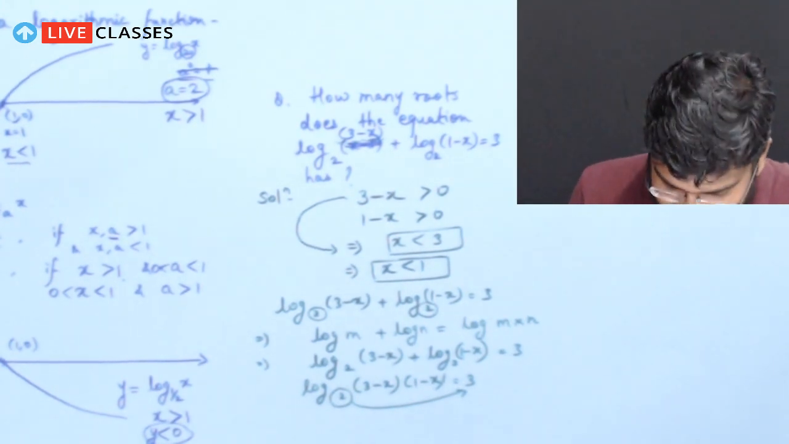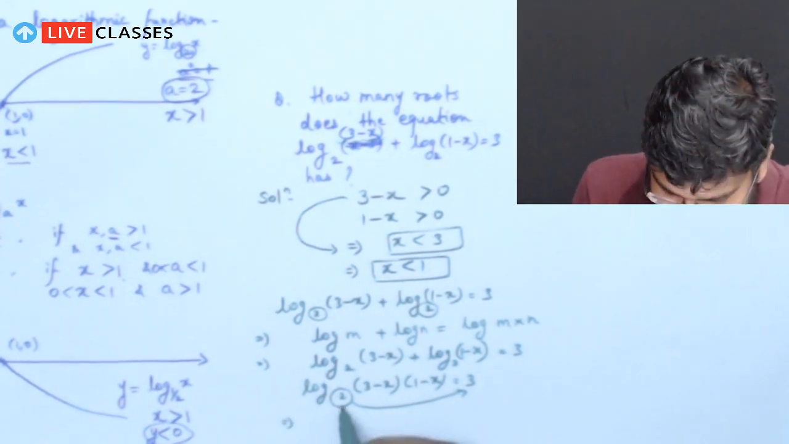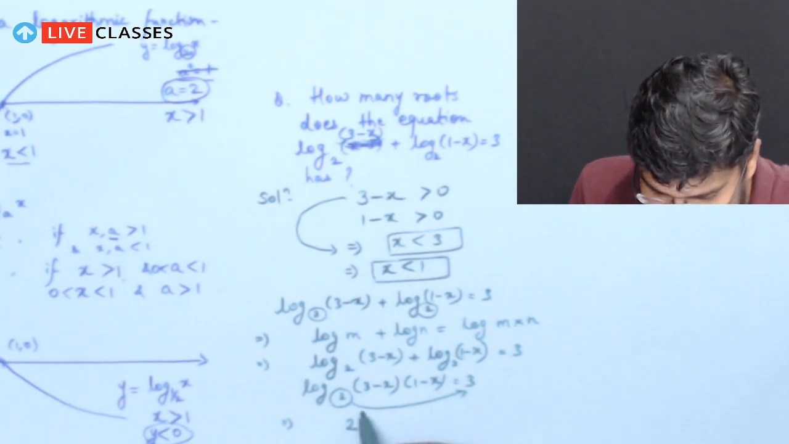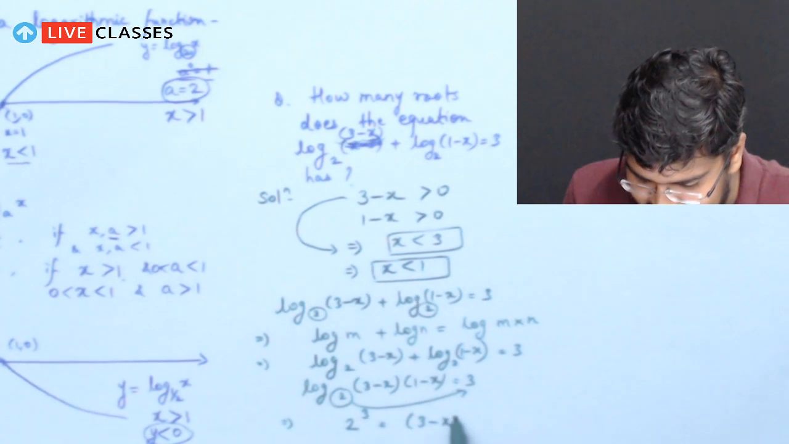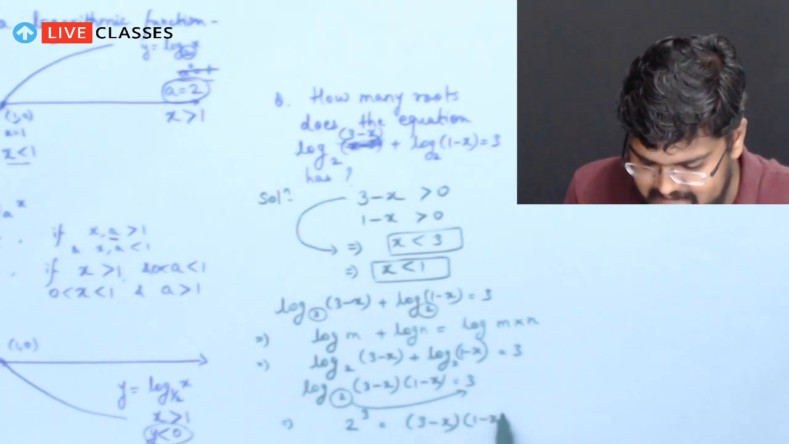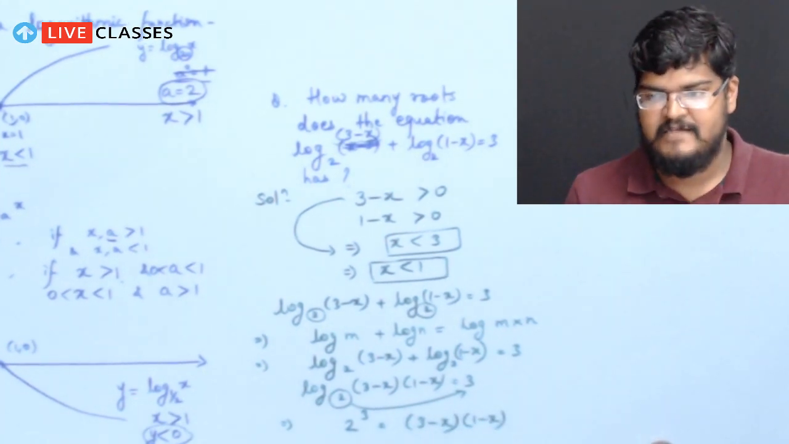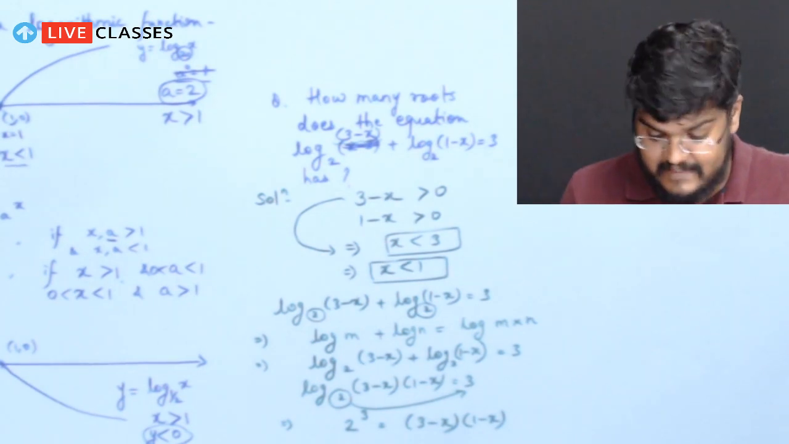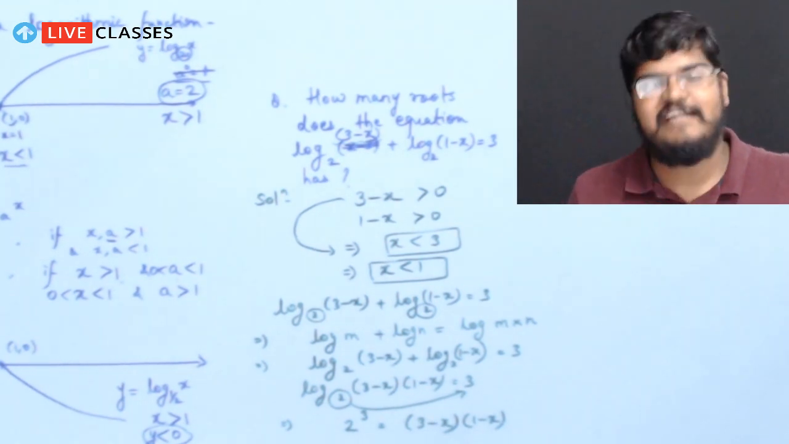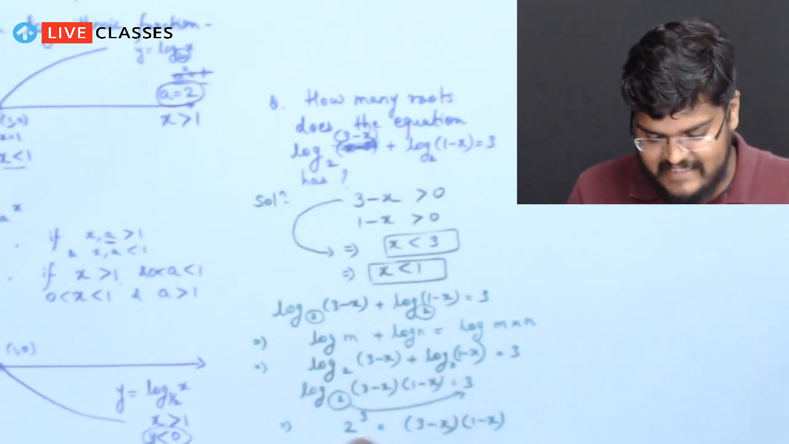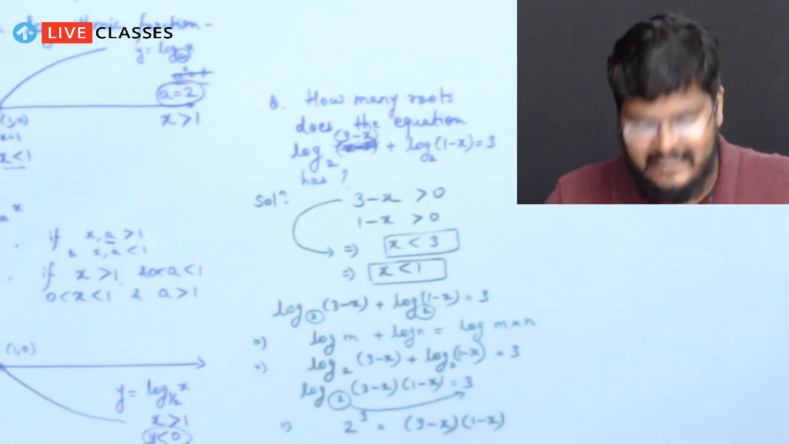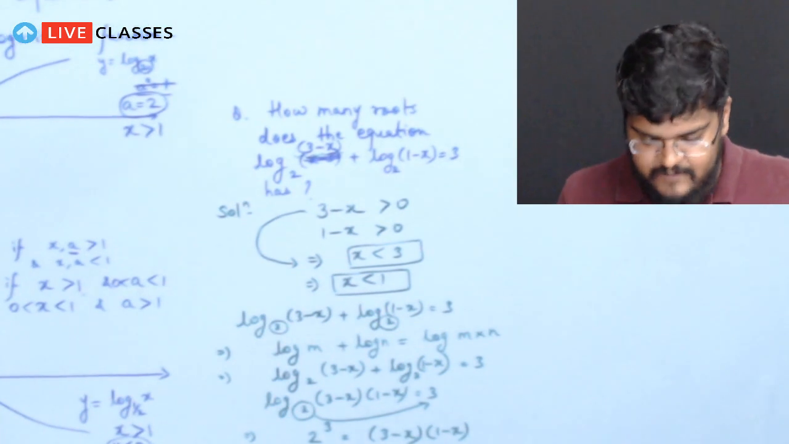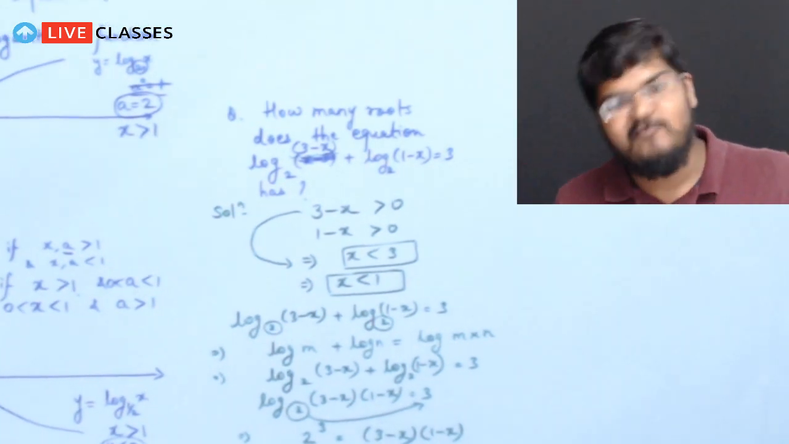So by that understanding, I can clearly say that my base will be 2, the exponent will be 3, and this will be equal to 3 minus x times 1 minus x. Yes or no, guys? If you were in the last lecture or if you already know the basics of logarithm, you'll be easily able to make out this equation from what we have discussed. And now we can simplify this equation as any normal quadratic equation.